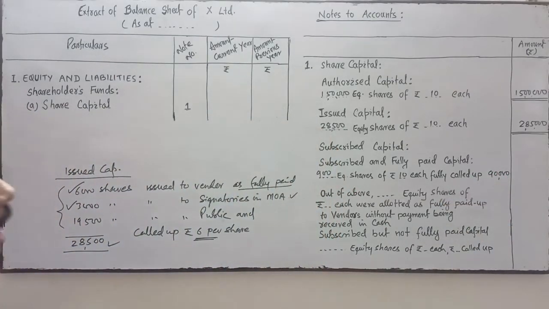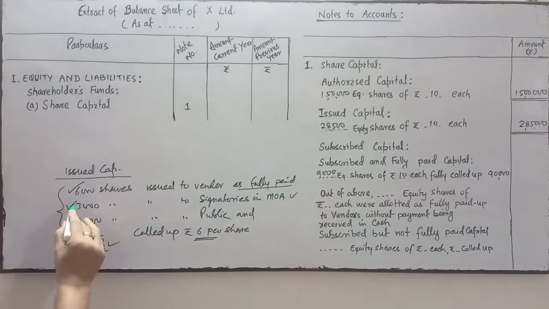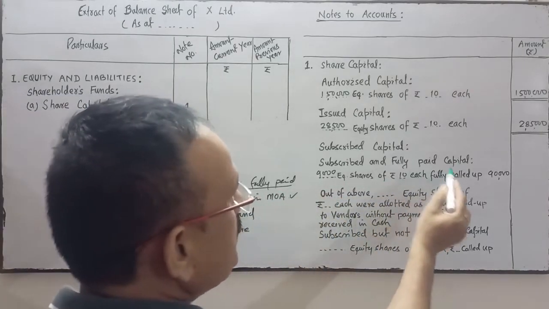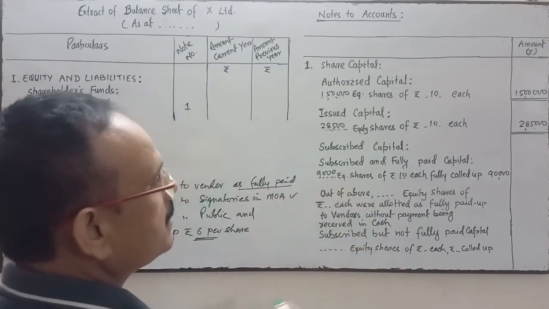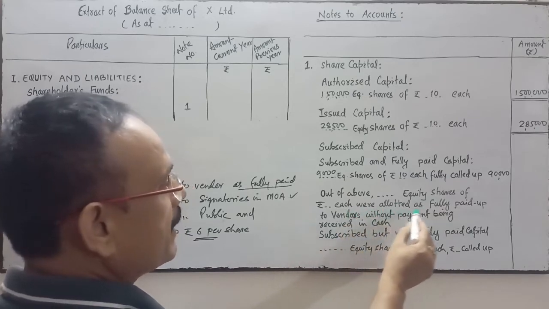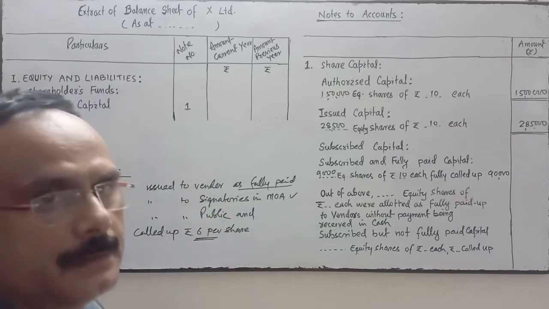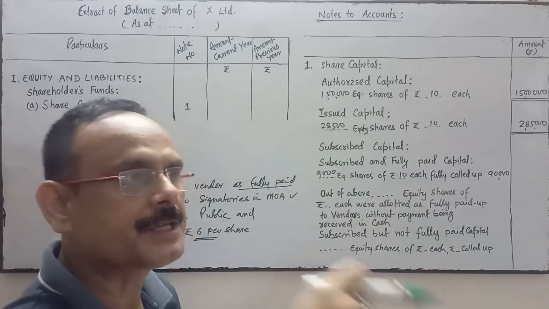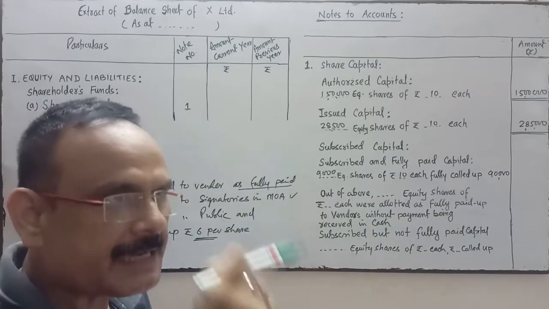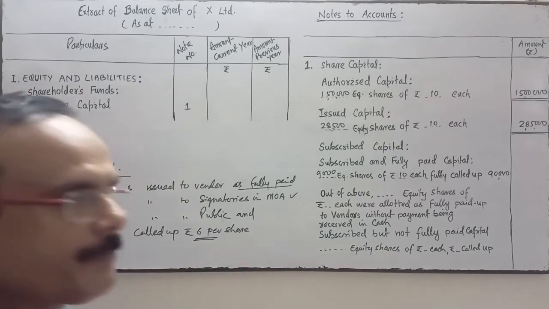9,000, that is 6,000 plus 3,000. 9,000 equity shares of rupees 10 each fully called up. Out of the above, equity shares were allotted as fully paid to the vendor, from whom we are not getting money. These shares are issued for the payment of the purchase consideration of a building, so no money is received against that issue. Against the other issue, the company has received money from the signatories of the memorandum of association.